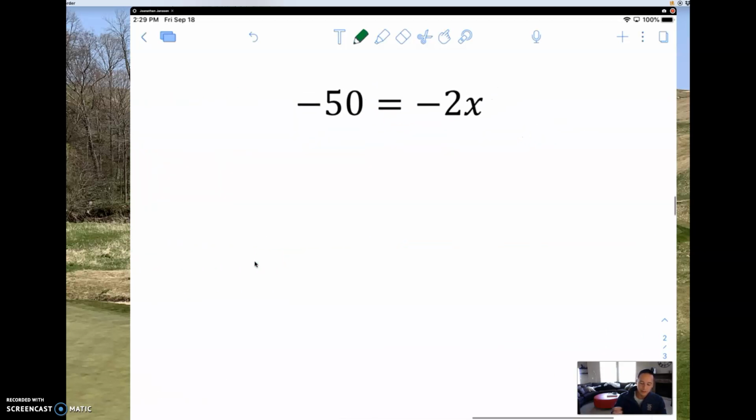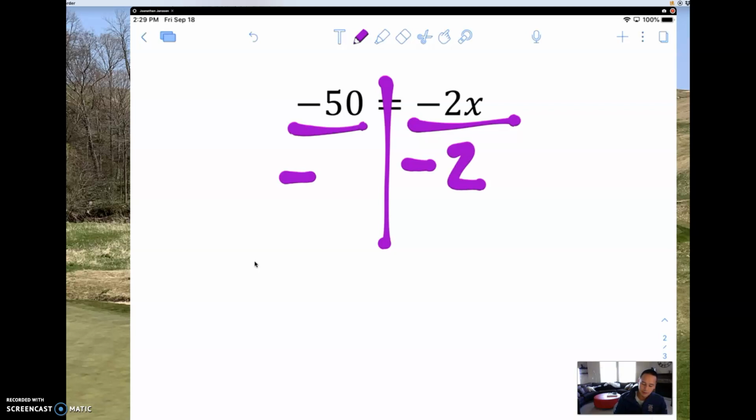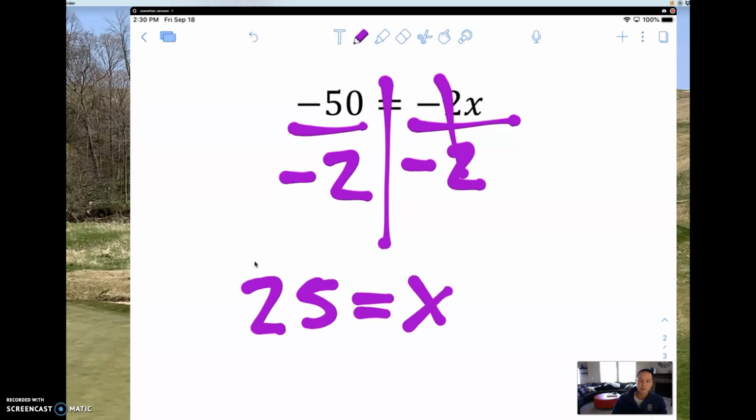And one more here together. We have negative 50 equals negative 2x. So in this case, it says that x is being multiplied by -2. So it doesn't mean subtracting 2, it means it's multiplying by -2. So to solve for x, we're going to do the opposite, which is divide by -2. Divide by -2. And if you take a -50 divided by -2, a negative divided by a negative is a positive. So that would be 25, a positive 25.